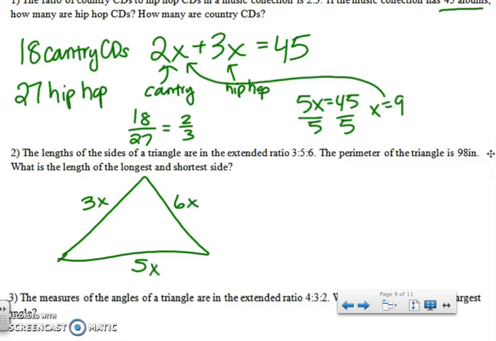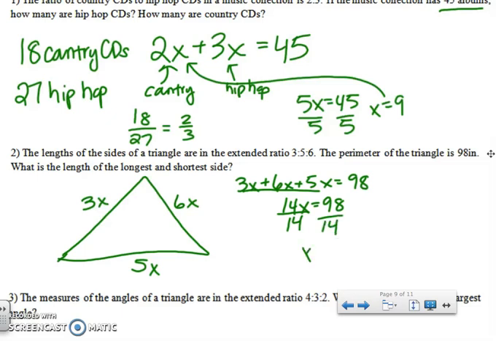Okay? And then I know the perimeter is 98. So I'm going to set up an equation. 3x plus 6x plus 5x equals 98. So all you have to do is combine like terms and get 14x equals 98. Divide by 14, so x is 7. So I basically made that shape larger by 7, and then it would get a perimeter of 98.